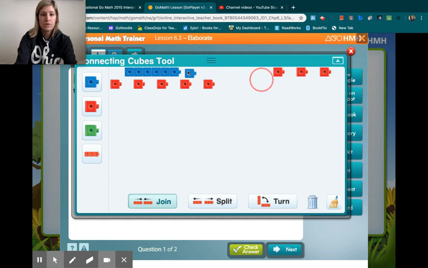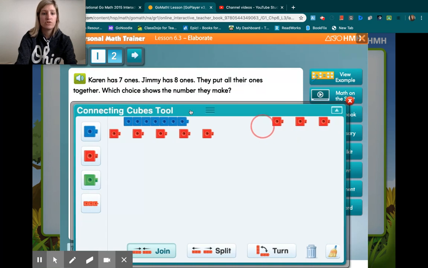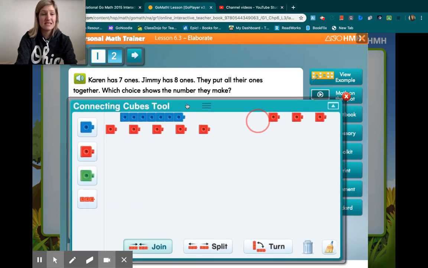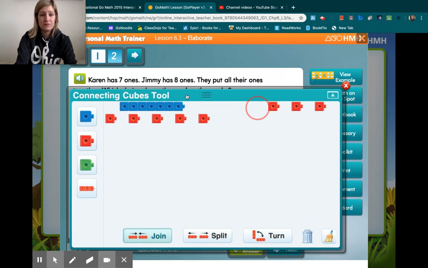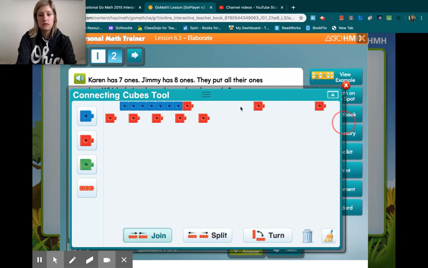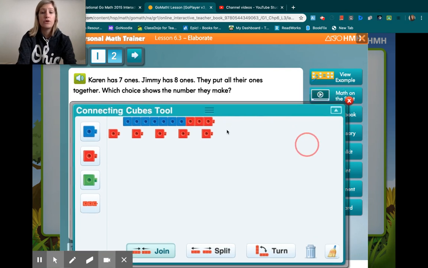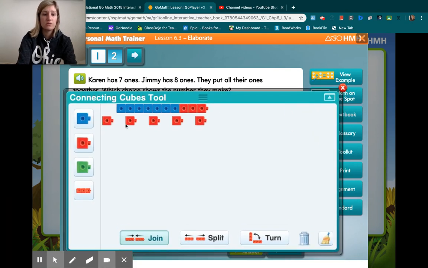Okay, so I joined all the blues. We know the blues are 7, which are Karen's. Let's count on from 7 to see how many more we need to make 10, because we want to make a group of 10, okay? So 7, 8, 9, 10. So there's Karen's and some of Jimmy's, and that makes a whole group of 10. So we know we have one group of 10. Let's figure out how many ones we have. 1, 2, 3, 4, 5.